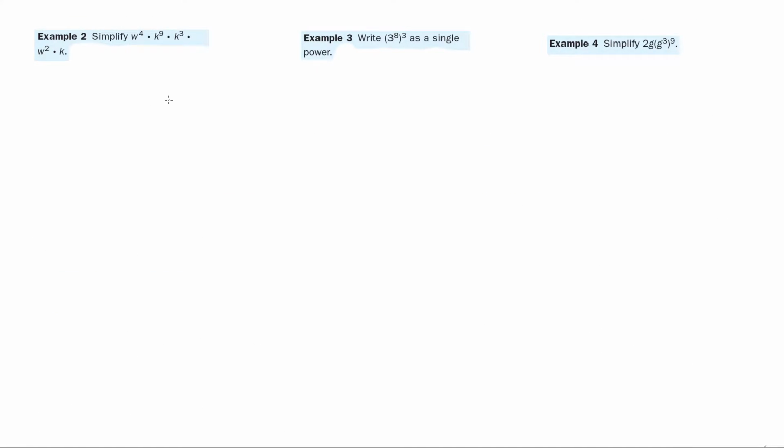So our first example says simplify w to the 4th times k to the 9th times k to the 3rd times w squared times k. And we could ask ourselves, wait, these don't have the same bases. How can I do that? Well, let's see what we can do to sort that out, because some of them have the same bases. So w to the 4th times k to the 9th times k cubed times w squared times k.